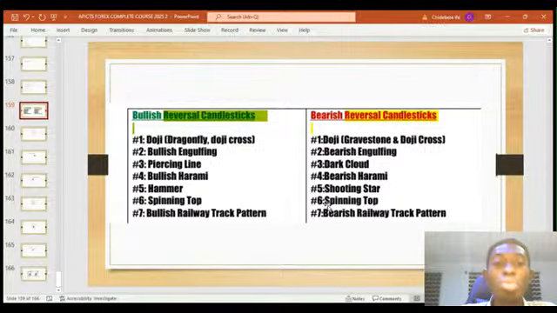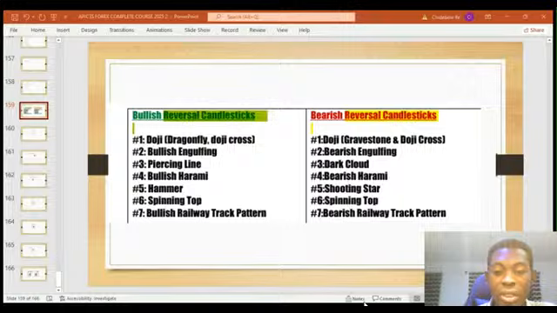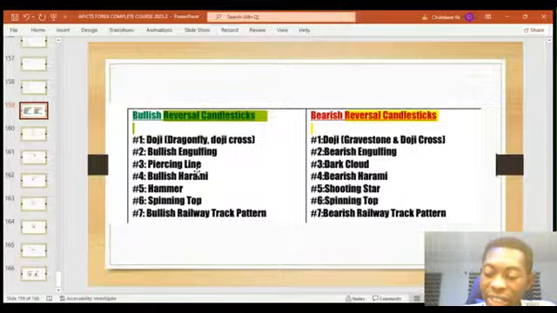And then we come to the bullish engulfing. A bullish engulfing is very important. It's a bullish reversal candlestick. Then we have the bearish reversal. I've explained all of this to you. Then number three is the one that the lady was asking about, the piercing line. I call it the piercing candle. The piercing line is very important.